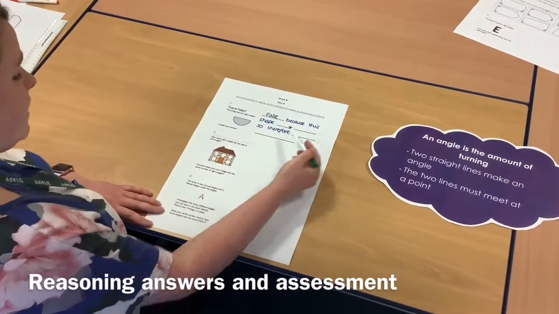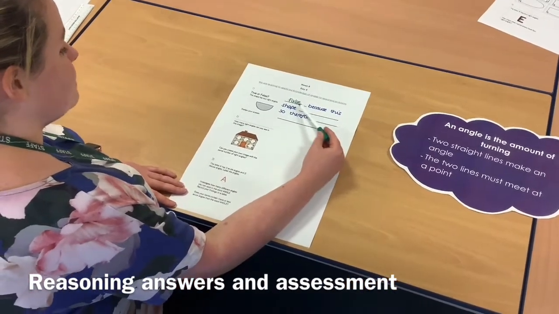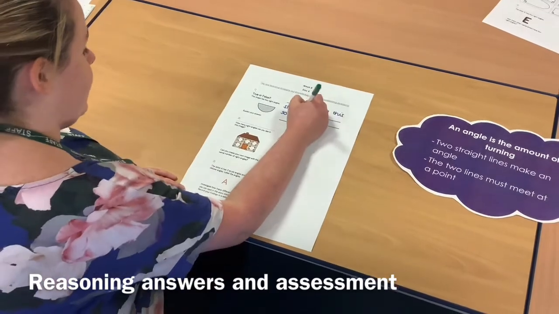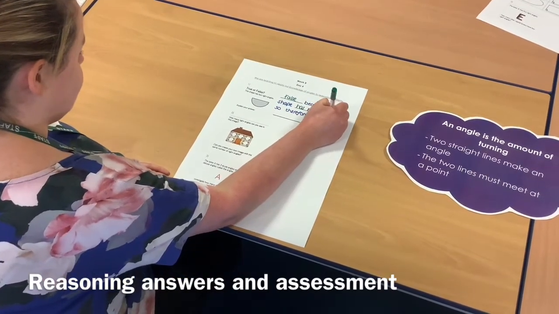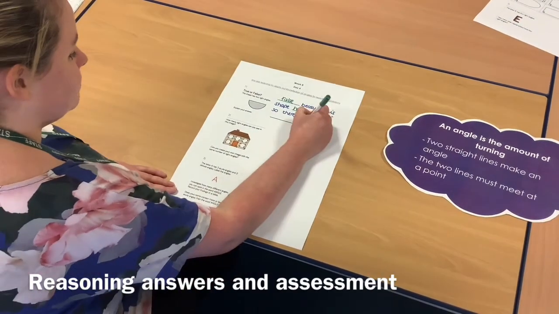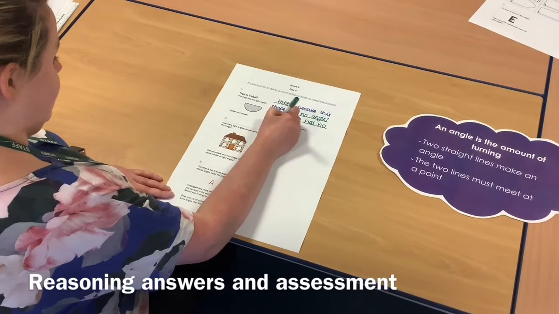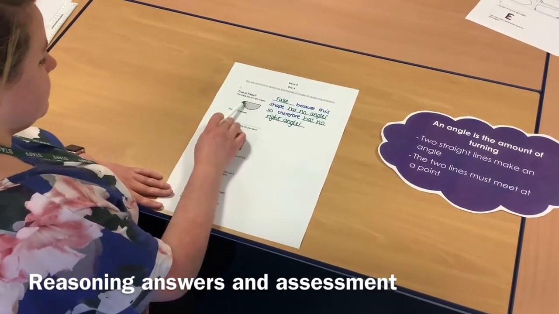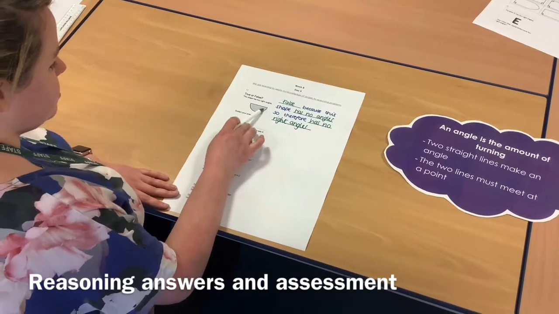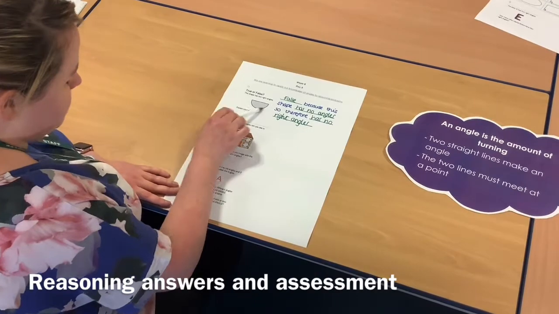It's really important with reasoning that we then go on to explain. So it is false because this shape has no angles, so therefore has no right angles. There's no angles on that shape because this line here is not a straight line. It's automatically, straight away, a curved line here.